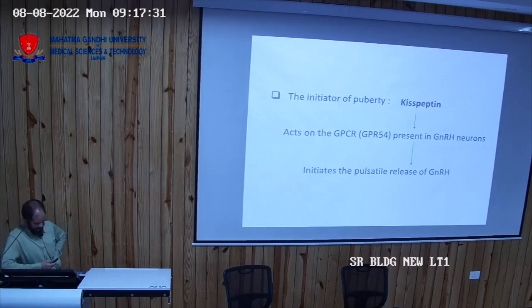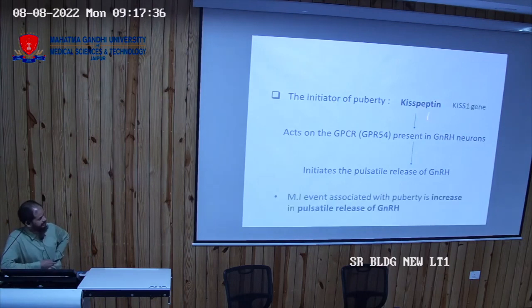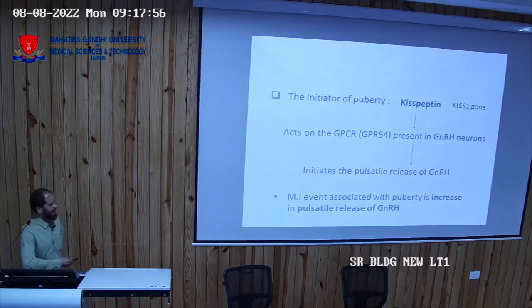And there is a gene which is associated with this. This is called the KISS1 gene. Okay. अगर इसी जीन का क्या होता है? अगर abnormality हो जाता है, then what happens is that puberty is delayed and puberty at times आता भी नहीं. Okay, because of the mutation in this gene. So the most important event associated with puberty, you have to understand, is the increase in pulsatile release of GnRH. Pulsatile release होना चाहिए. Okay, continuous नहीं, pulsatile release is important.